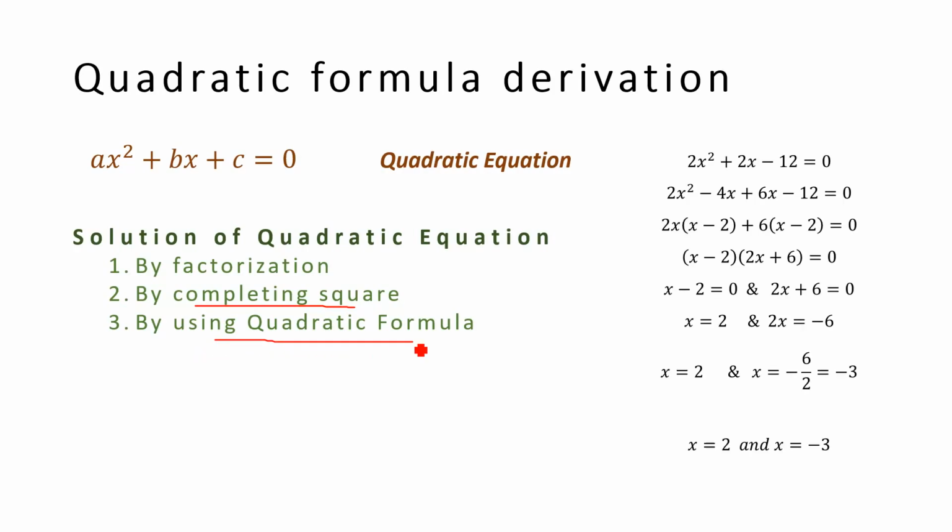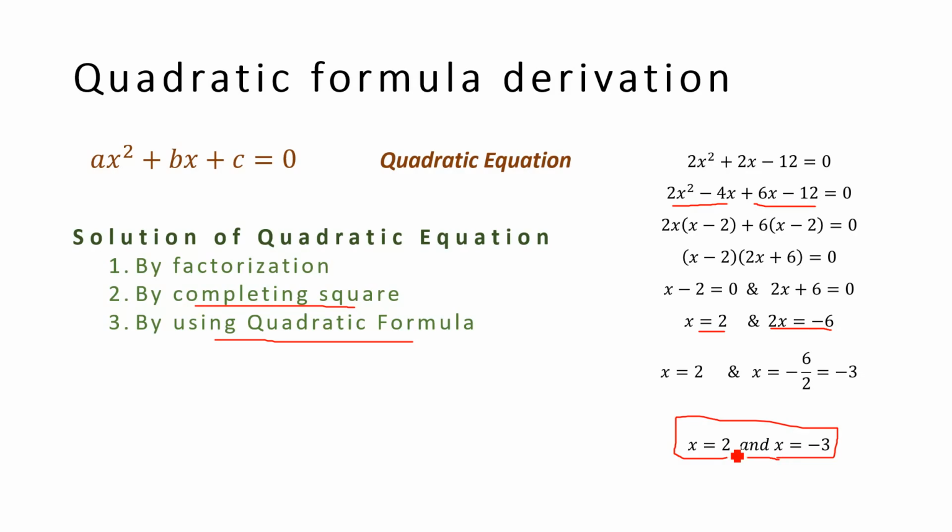Here is a simple example of the solution of a quadratic equation. For example, we have a quadratic equation of the form 2x squared plus 2x minus 12 equals 0. We have solved this equation by factorization, by factorizing these two terms, and then finally we will get two answers for x, because this is x squared. So when we solve a quadratic equation, we will get two answers for x. x equals 2 and 2x equals minus 6, or finally x equals minus 3. So this is the solution of the quadratic equation.